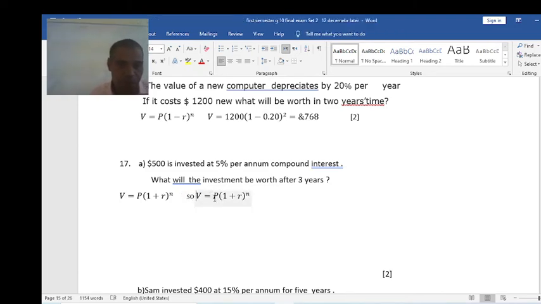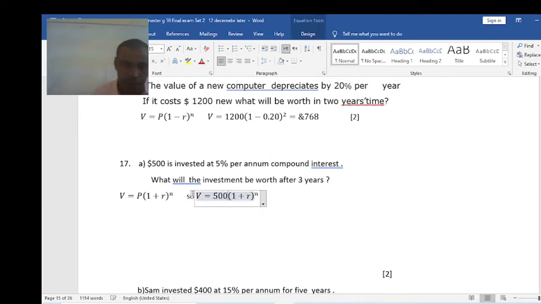V equal, P is we told 500, multiplied by 1 plus 0.05, because 5% is 0.05, to the power 3. You will just use calculator and you will figure out the answer. Just give me time. So we told 500 multiplied by 1.05 to the power 3.